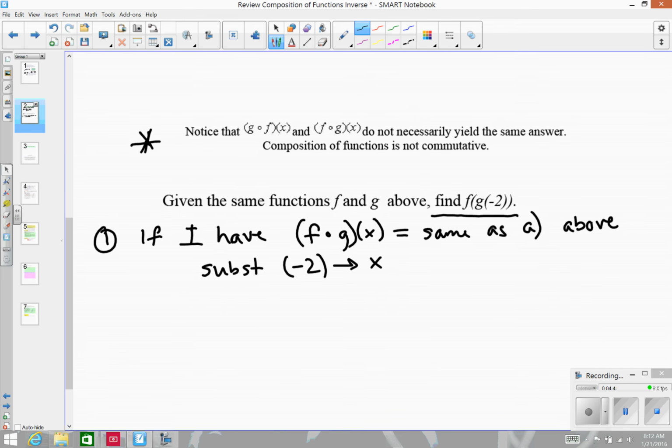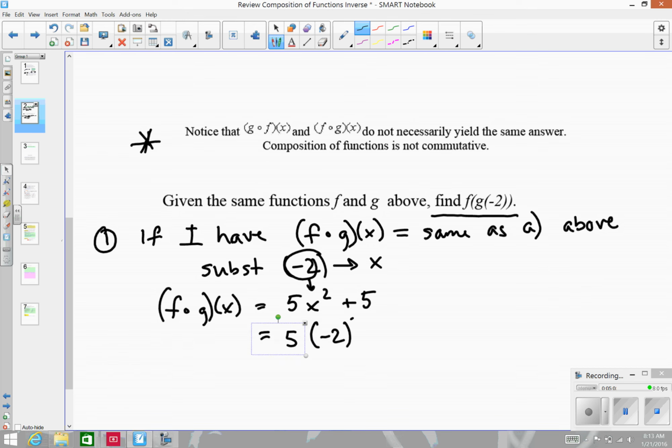That function, f of g of x, we found to be equal to 5x squared plus 5. So I just need to put my negative 2 in for x in this function. So I would have 5 times negative 2 squared plus 5, or 5 times 4 plus 5, giving me 25.